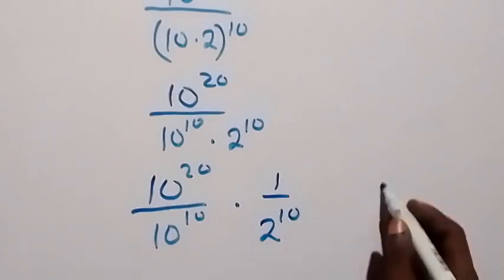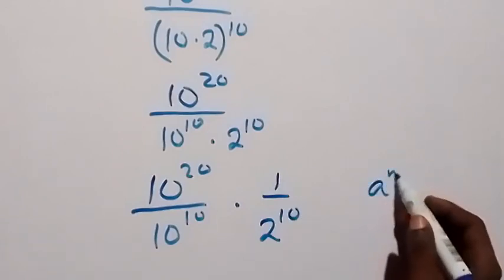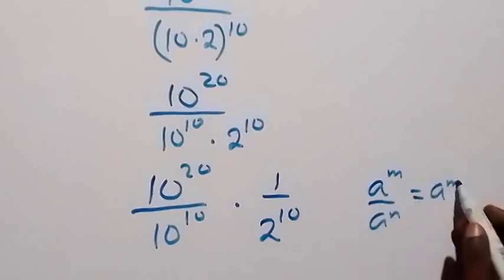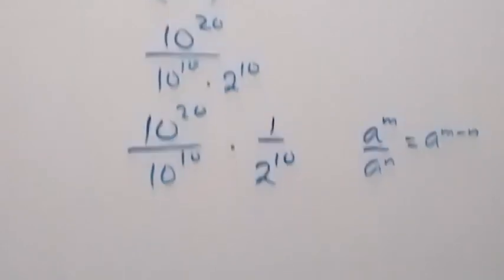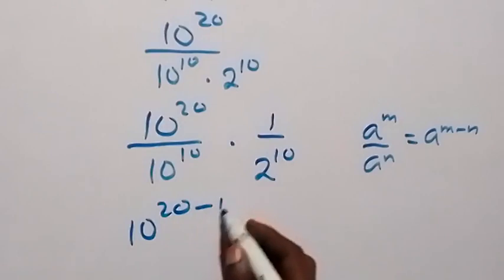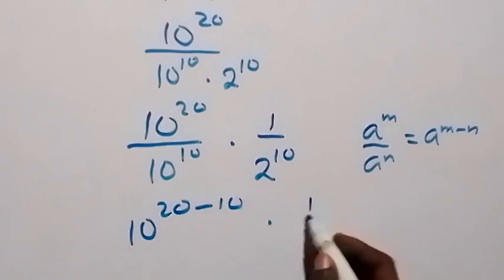Then when we have a raised to power m over a raised to power n, we can write it as a raised to power m minus n. And here, this is the same thing as 10 raised to power 20 minus 10, then times 1 over 2 raised to power 10.